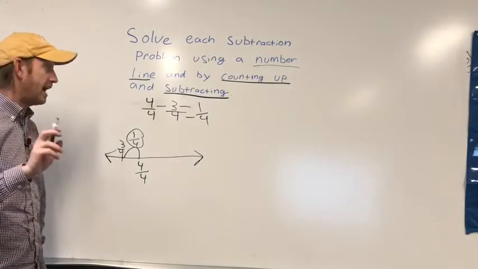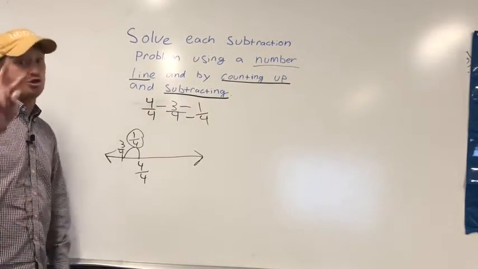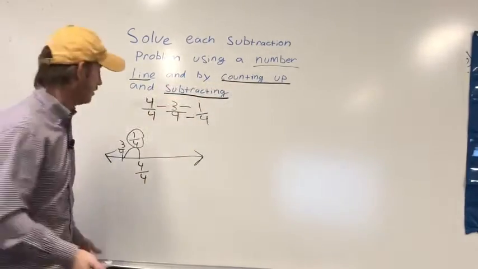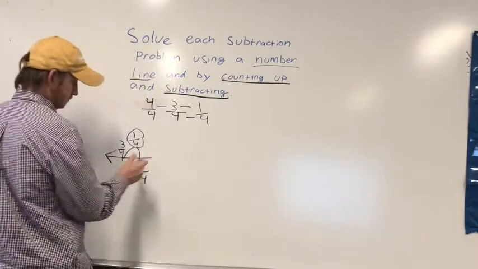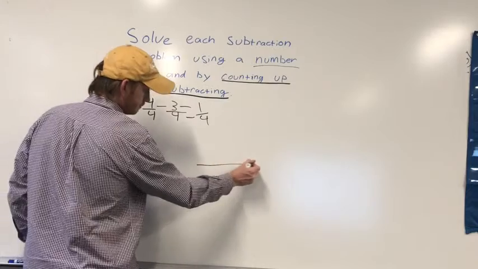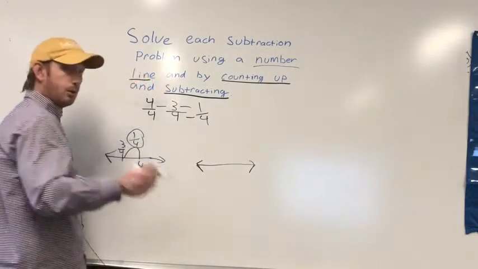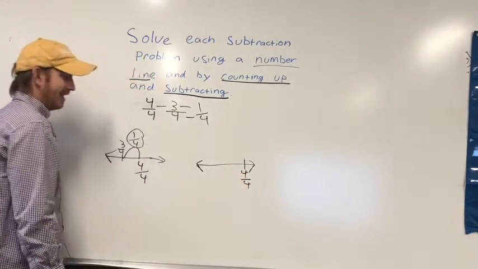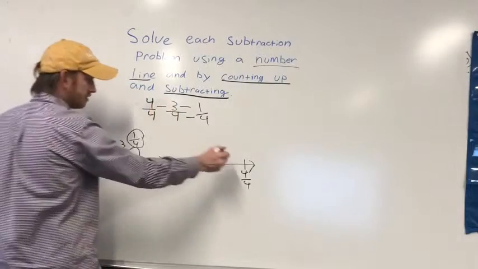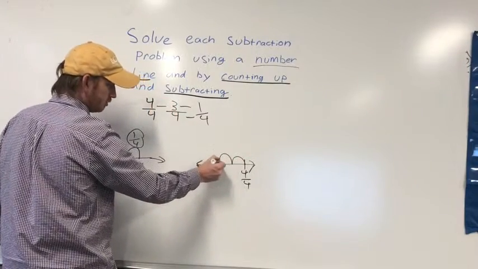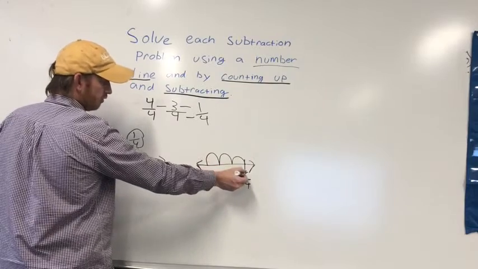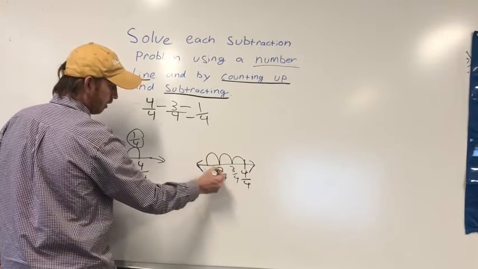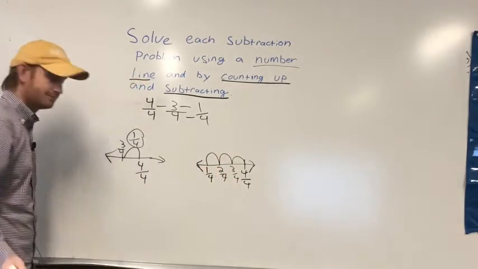But this problem also asks me to check my work or do it 2 ways. So the first way was counting up, and the second way was subtracting. So I'm going to draw my second number line over here. And when you're subtracting, you start with the higher total. So we have 4/4, and I'm subtracting 3/4. So 1/4, 2/4, 3/4. 4/4, 3/4, 2/4, 1/4. It matches up.